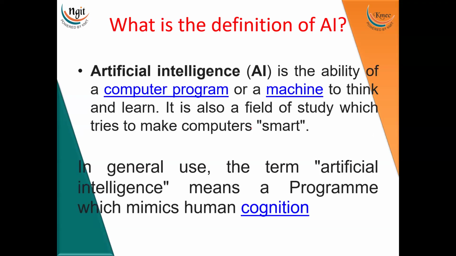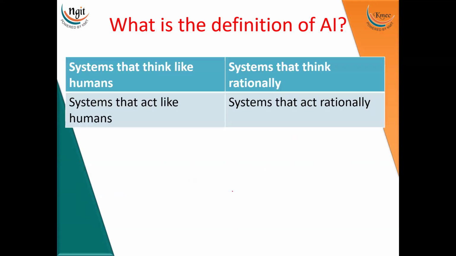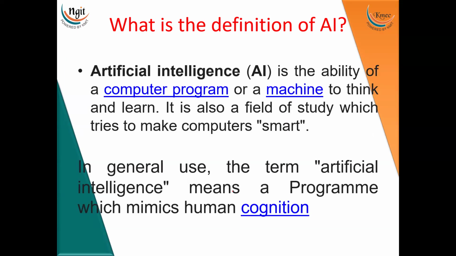So coming to the definition of what AI is, already we discussed AI is the ability of a computer program or a machine to think and learn. It is also a field of study which tries to make computers smart. In general, we can say the term artificial intelligence means a program which mimics human cognition. Okay? And in the next class, I also want to discuss the other prescribed definition of AI according to Peter Norvig. We'll see in the next class.